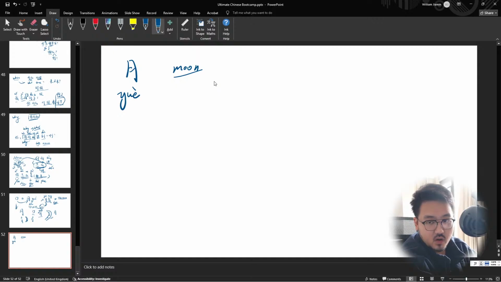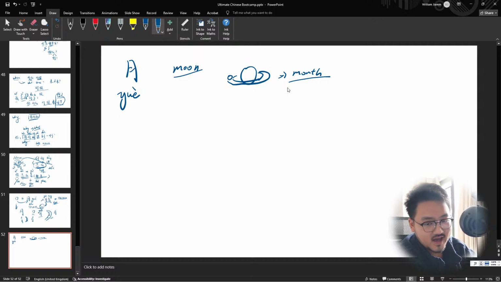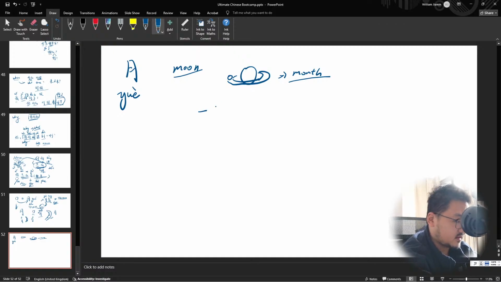For example, the moon is like a big asteroid that goes around the Earth, right? And we calculate time by using the moon. For example, the moon circling one circle is just 1 month. 1 month, astronomically, literally just means one circle. So you can say in Chinese there is an expression called 一个月.